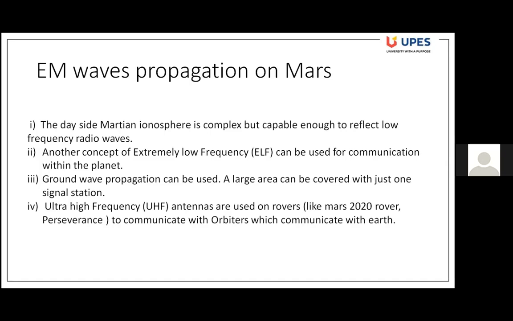Ground wave propagation for communication within the planet can be done using extremely low frequency waves for carrying signal. A large area can be covered with just one signal system, and rovers on Mars can work in more remote areas. The fourth point is for sending data to Earth, rovers use ultra high frequency antennas to transmit data back to the orbiters, which transmit it back to the Earth. Ultra high frequency signals are used because they can penetrate the Martian ionosphere very easily, as it is very thin. So, Vinayak, please next slide.